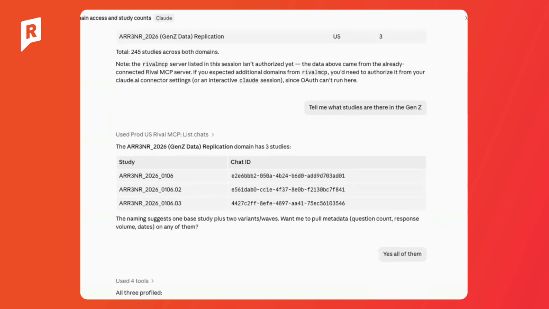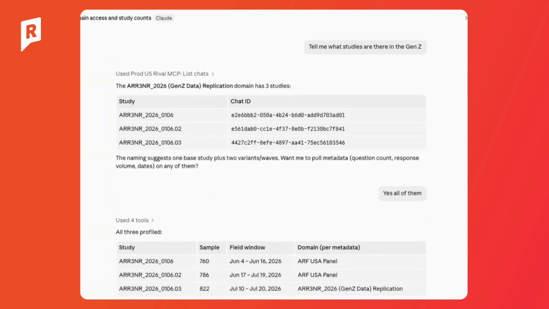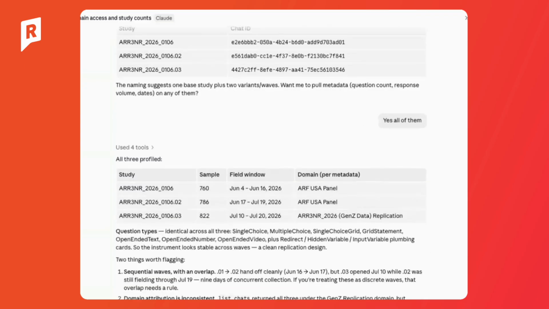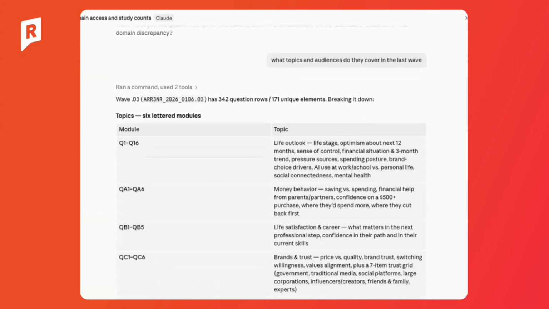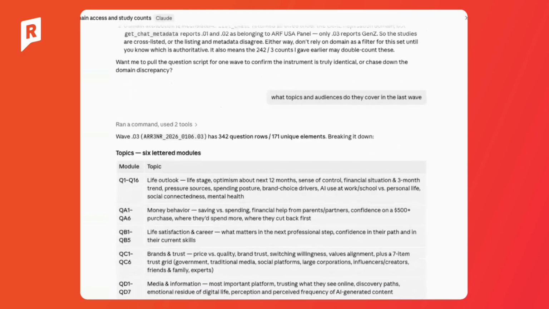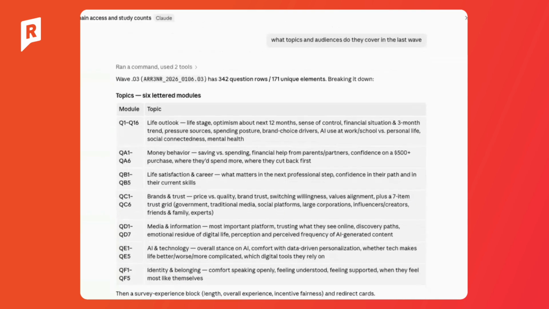So you'll see it's smart enough to know which tool to use, pull the right studies, and check what they're about. Here it has gone in and checked the different question types, that they're identical across all three. It knows that there are sequential waves with an overlap, and I can ask what topics and audiences they cover. Okay, so that's told me how many questions there are and what the different topics are. I can see that we have questions about life outlook, money behavior, life satisfaction, brand trust, AI technology, identity, and belonging. So I can ask it to give me the distributions.